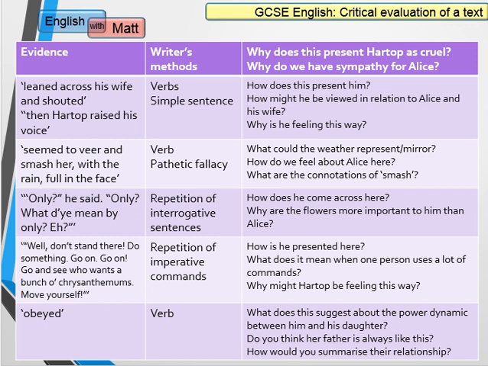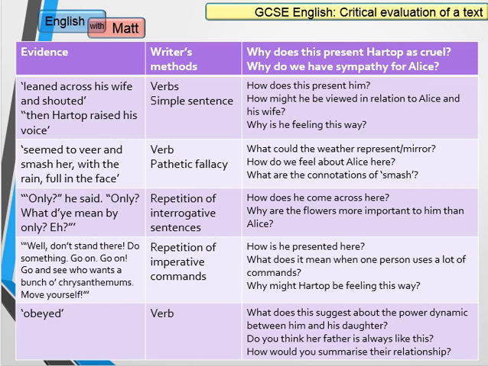Going under the one underneath that, the repetition of imperatives, again asking yourself how he is presented here. What does it mean when somebody uses lots of commands? Why might Hartop be feeling this way? So, he clearly wants to sell these chrysanthemums. He clearly wants to make sure that there's money coming in. From memory, I don't think they have a lot of money, because the van is quite old, so they don't have a lot of money. So anything that they can sell is beneficial to them. They don't want to be wasting money by throwing away produce and things.